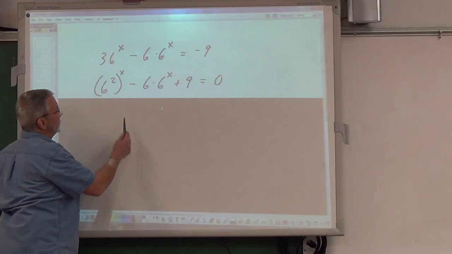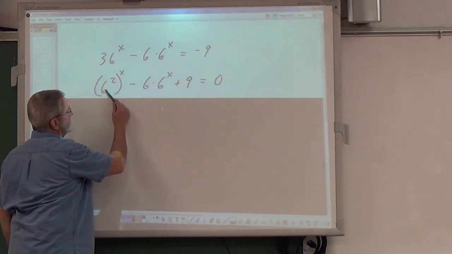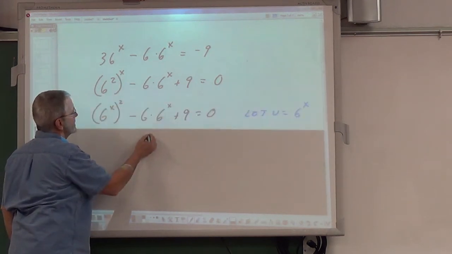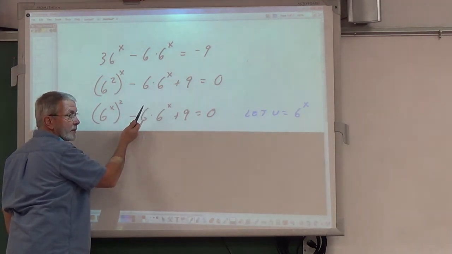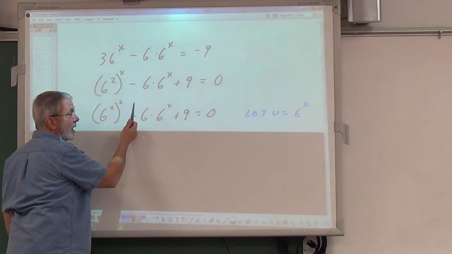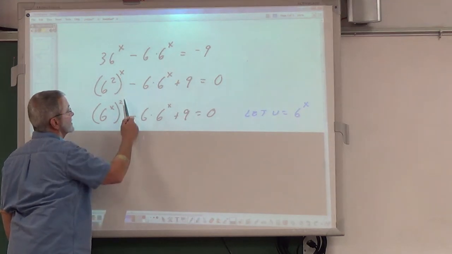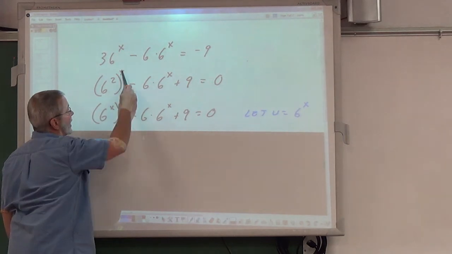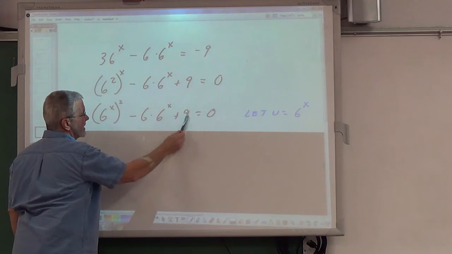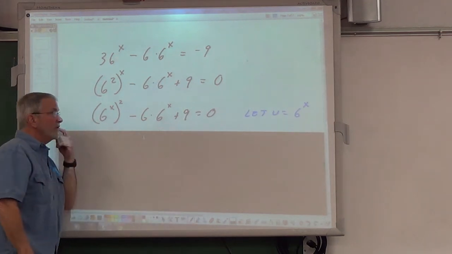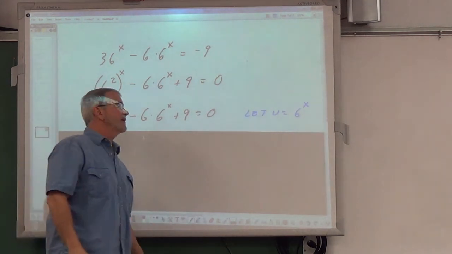Now what I'm going to do is write 6 squared to the x as 6 to the x, squared. If you remember the laws of exponents, a power to a power you multiply, so this would be 2 times x, which is the same as x times 2. So I have 6 to the x squared, minus 6 times 6 to the x, plus 9 is equal to 0.